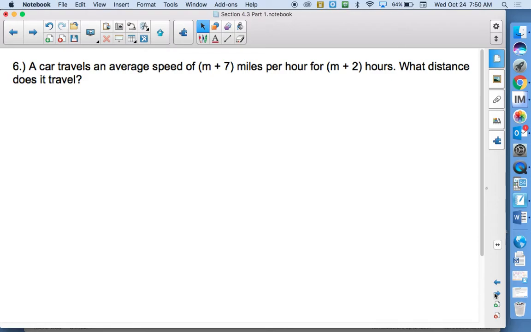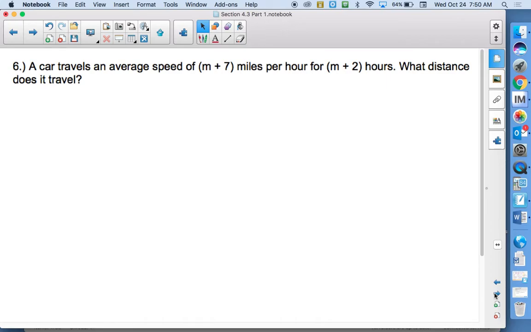Now, because of a variable, we can't actually find a numerical distance. So we don't know what the distance could be, but we can find an expression to represent the distance, and then we could kind of evaluate it and say, all right, well, what's the max distance that we could travel? What's the minimum distance that we could travel? So we can evaluate it using the variable. But how would you find this?